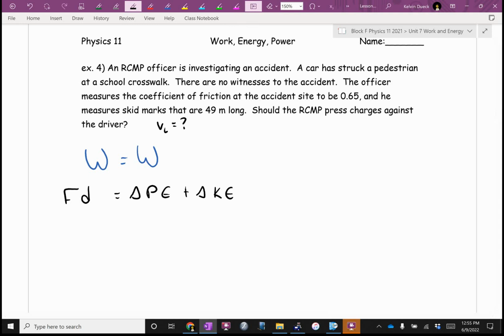Is there any hint in this question that we're on a hill? Is there any hint in this question there's a change in height? Now, if I gave this to you on a test, physics 12 maybe, but not physics 11, I would have said something like, we're on level ground. But you can see, even in real life, if we're not on level ground, we just measure the change in height, we can plug it in there, we're still good to go. So RCMP, or whoever's investigating the crash, they can handle that. The road does not have to be flat.